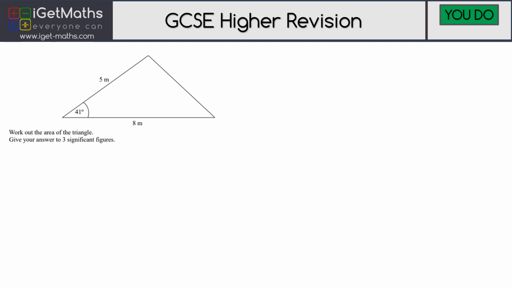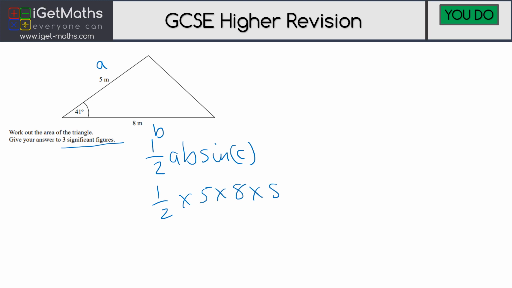Okay, so it says work out the area of the triangle, give your answer to 3 significant figures. So again, remember the formula is half AB sine C, and we've got 5 to be A and 8 to be B. So we've got a half times 5 times 8 times sine 41. We're going to hit that in our calculator, and we get an answer of 13.121 with some more digits after that.